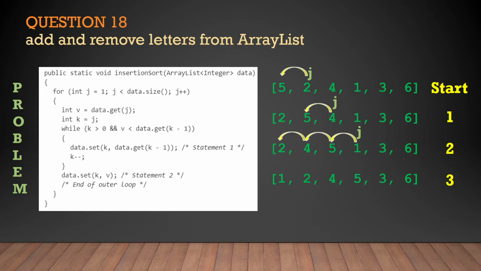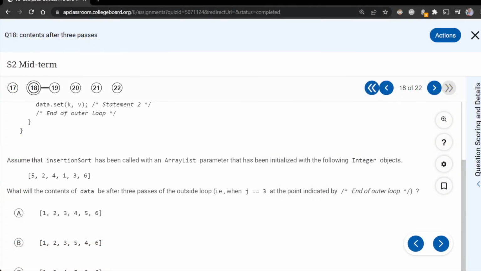Alright, so the question here is, we have to try and figure out how I am moving things backwards. This array list, the example here is what we have at the start. Let's focus on the question. Okay, the question is, what will the contents of data be after 3 passes of the outside loop? Right? What will the contents be after 3 passes of the outside loop? Are you in j equals 3?